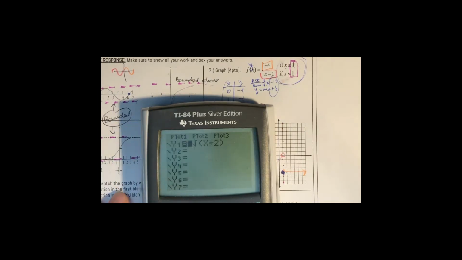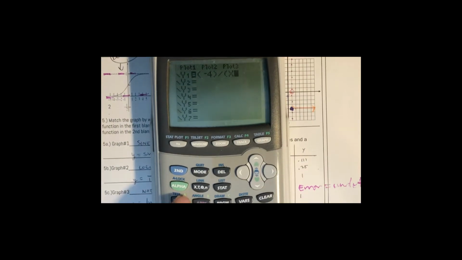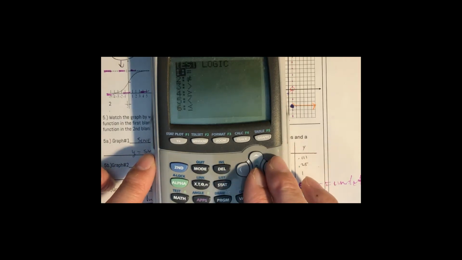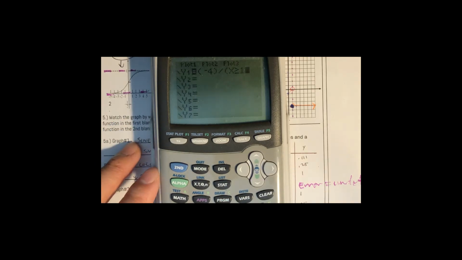Put in the first function, you just put in -4. And I'm going to put those in parentheses, so -4. And then here's something different, divided by x, and then I need the test button. So test button is right there where math is in blue, so second math. And then we're going to type in greater than or equal to 1. Close the parentheses.